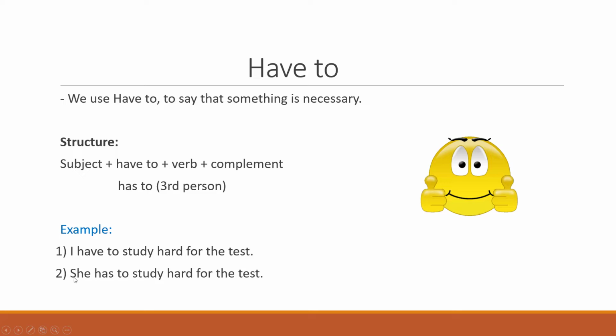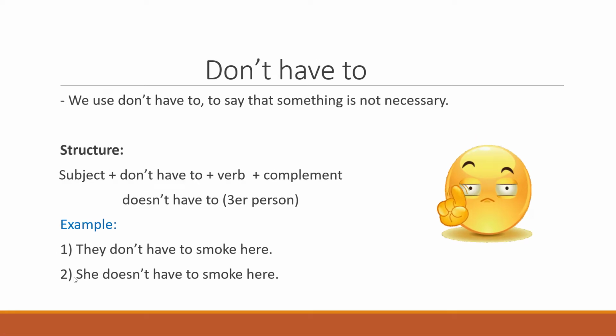Okay? Let's continue. Okay, don't have to. This is the negative form. We use don't have to say that something is not necessary. Okay? Like this, not necessary. The structure is the next one. Subject, don't have to or doesn't have to.